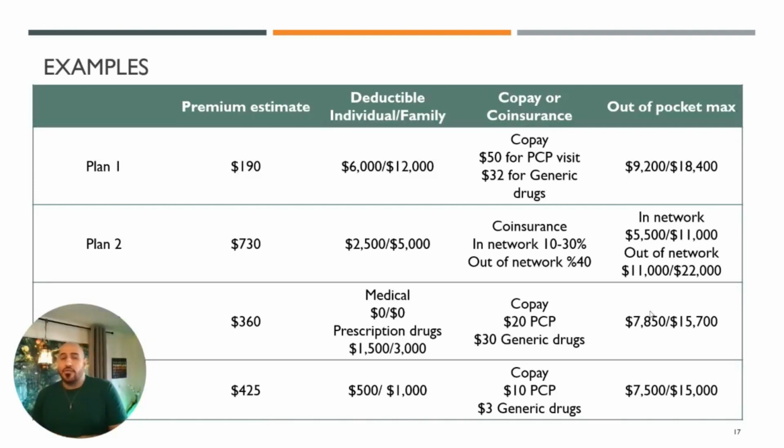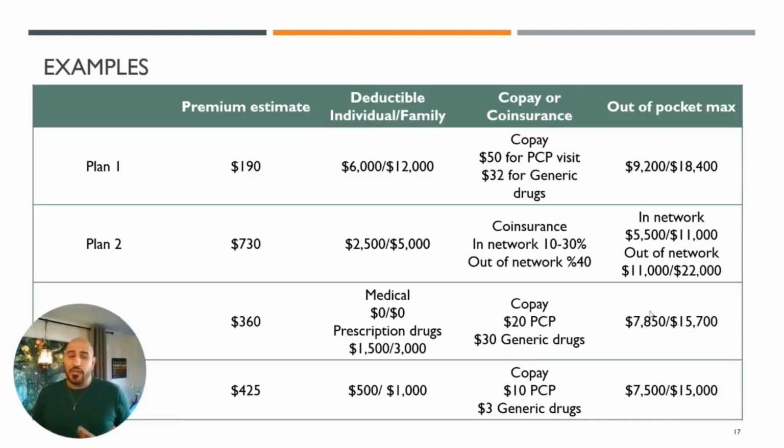Now this one has a copay. The copay for each doctor visit is $50 and $32 for generic drugs. You might again check for in-network versus out-of-network. This is the one that is in-network. And the out-of-pocket max is 9,200, and for the family, 18,400.